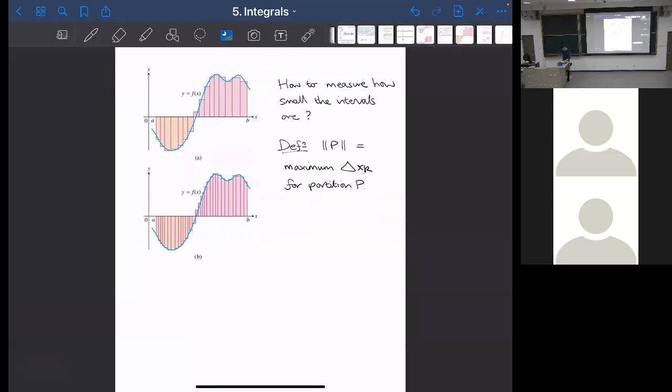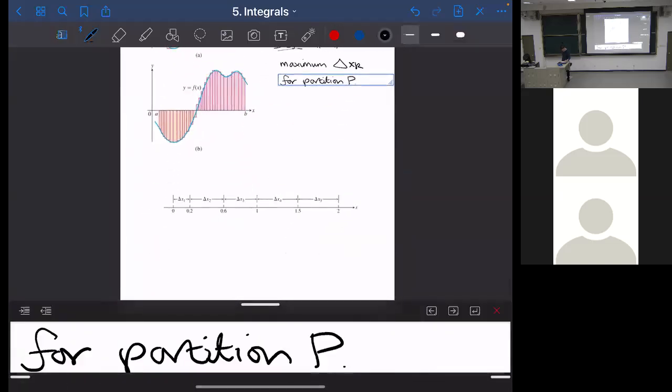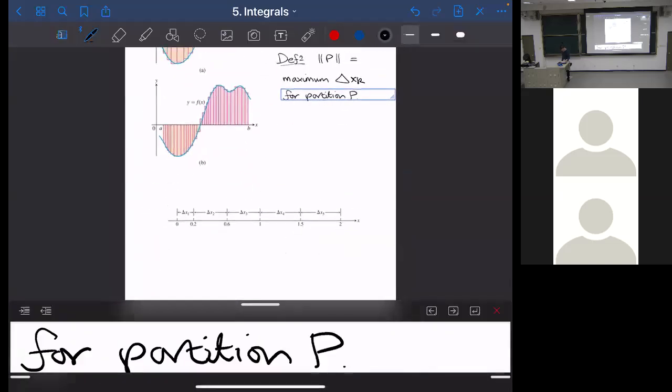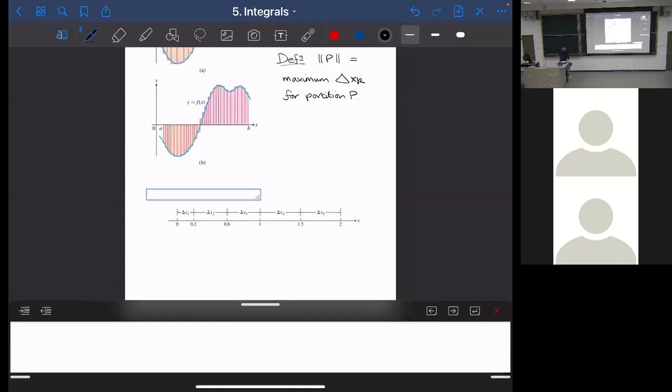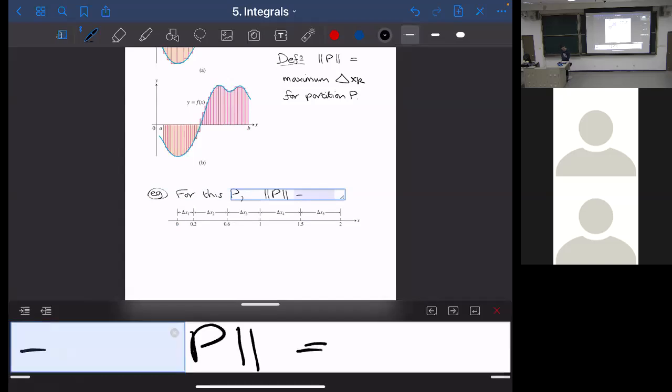So let's give an example of this. For example, for this P, the maximum delta x, well, let's have a look. It's 0.5.